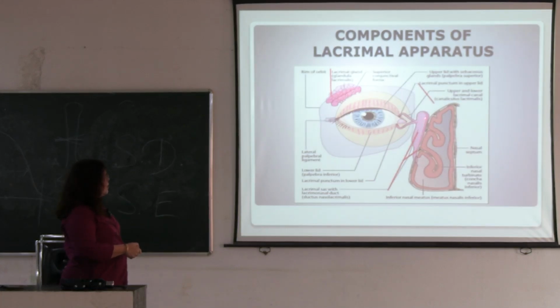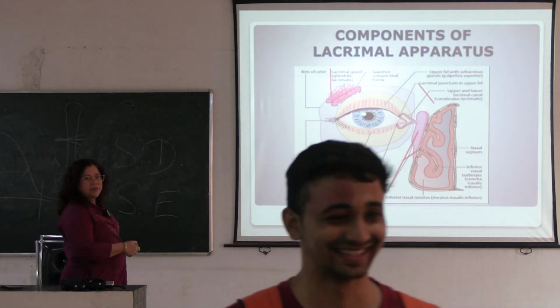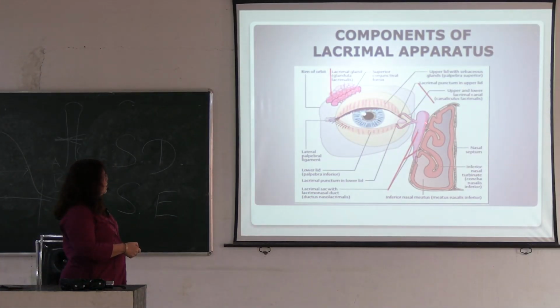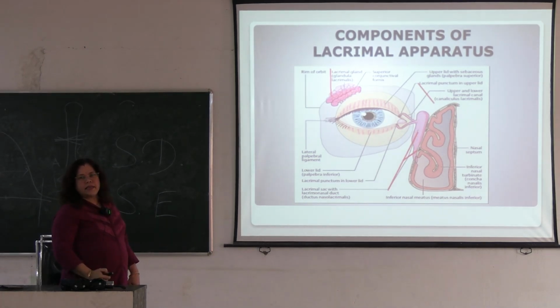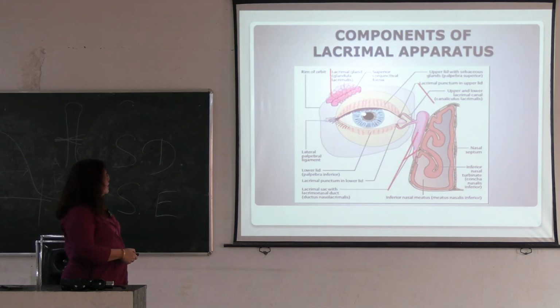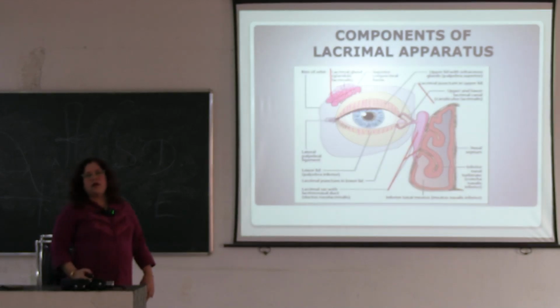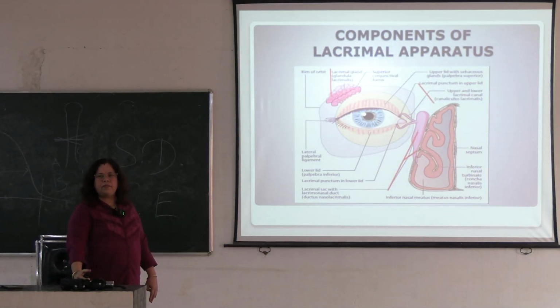Lacrimal sac has three parts. Above the opening of the common canaliculi, this is the fundus of the lacrimal sac, this is the body of the lacrimal sac, and this is the neck. Neck is the narrowest part of the lacrimal sac, and here this is the nasolacrimal duct. It opens into the inferior meatus. This is inferior meatus, middle meatus and upper meatus. Okay, follow this.